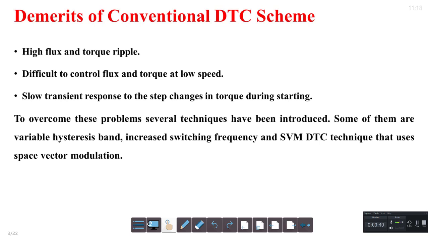Hysteresis band based DTC has high flux and torque ripple, and it is difficult to control flux and torque at low speeds. Transient response is also somewhat slow to step changes in torque during starting. To overcome these problems, several techniques have been introduced. Some are variable hysteresis band DTC, increased switching frequency DTC, and SVM DTC technique. The SVM DTC technique uses pulse width modulation based on space vector modulation.